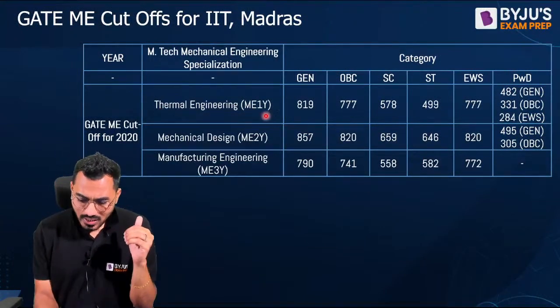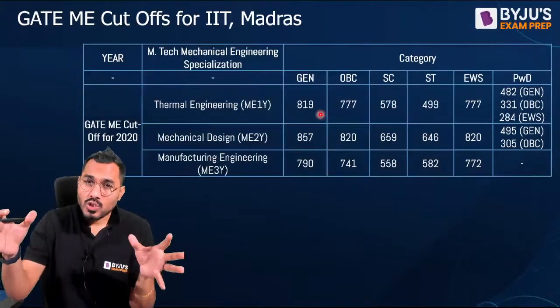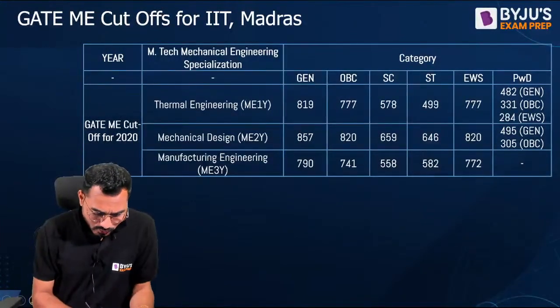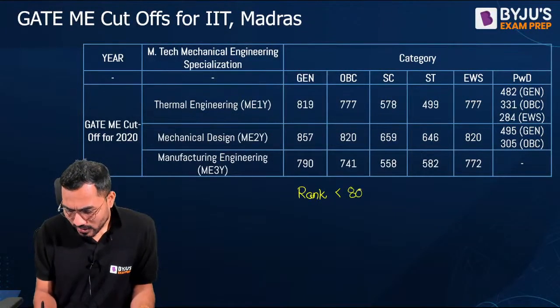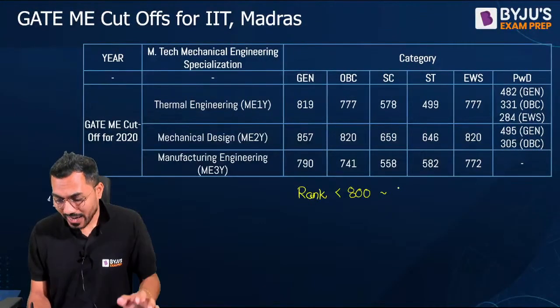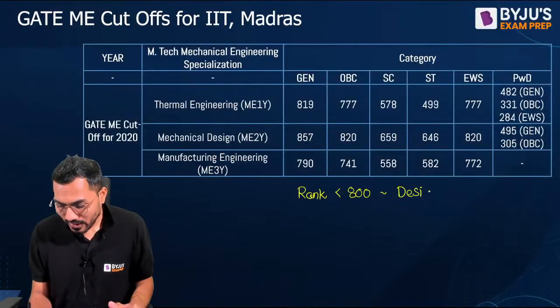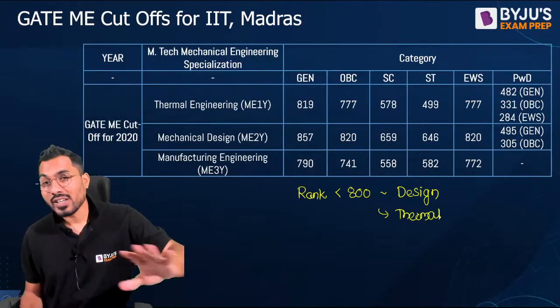So I'll say that for Madras, thermal science required 819, which means your rank should be around 700. If your rank is below 800, you'll definitely get an IIT. Out of these 5 IITs, you'll definitely get design, or you'll get thermal science. So you'll get design or thermal, definitely.